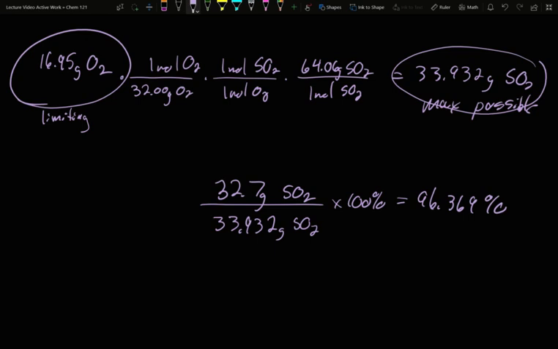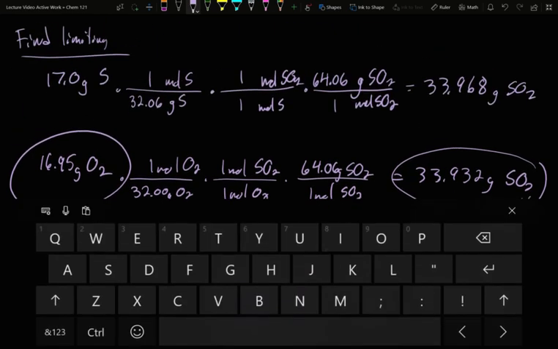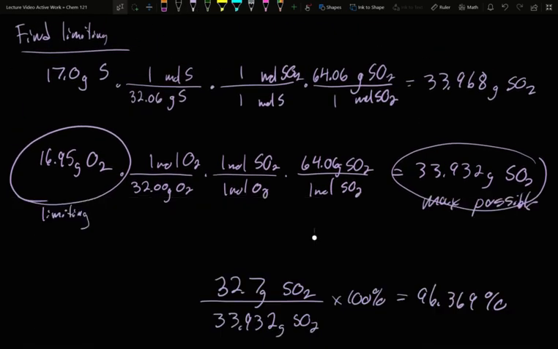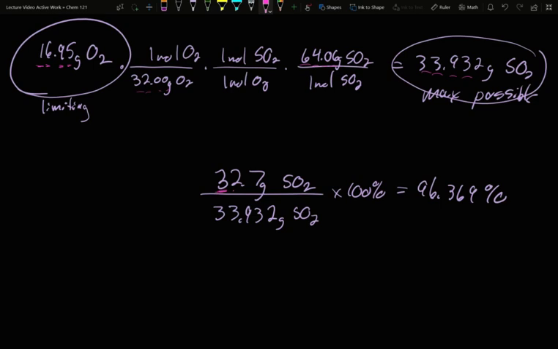96.369%. And sig fig wise, we were limited to 3 from our actual. Because we went with limiting reagent, we had 4, we would have kept 4, but my actual only had 3, so we'll get 3 sig figs: 96.4%. So the yield we obtained on this reaction was only 96.4%.